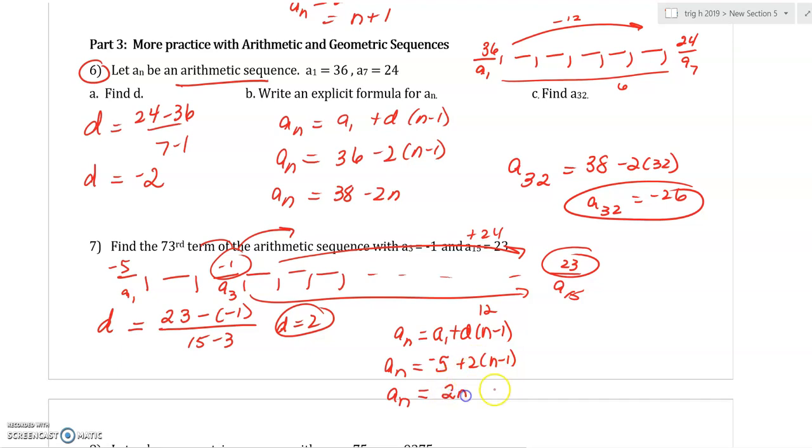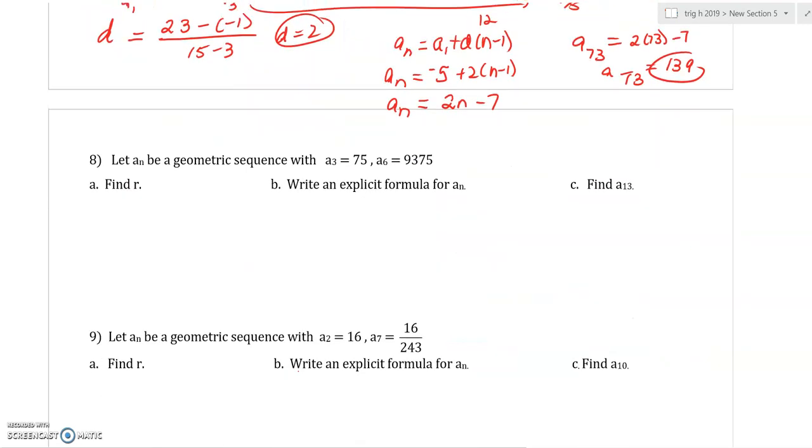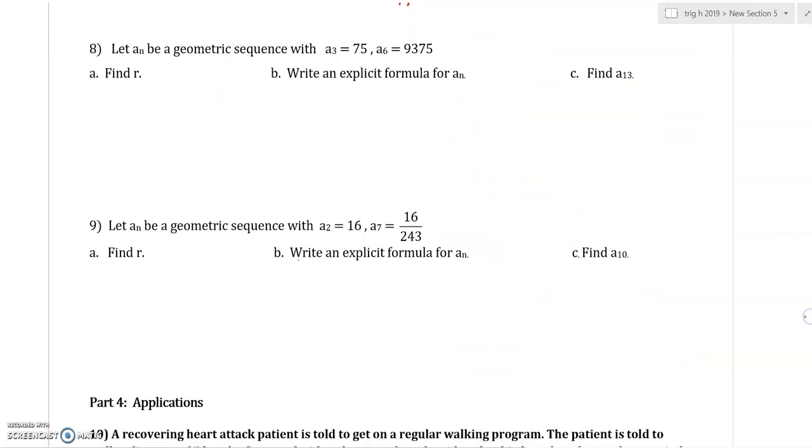So I could find the, what am I trying to find? The 73rd term. Put 73 in for n, and you end up with 139. Okay, let's go to the next page. And now we're going to talk about geometric sequences.